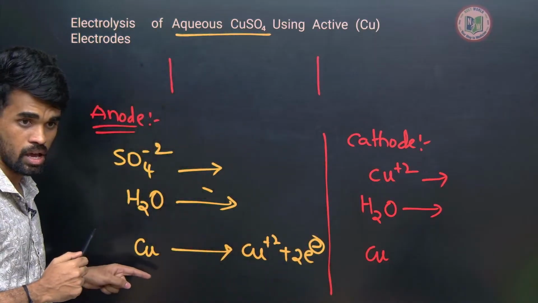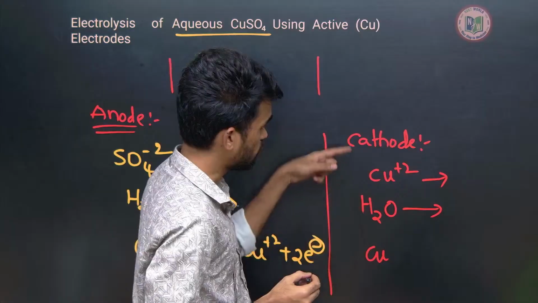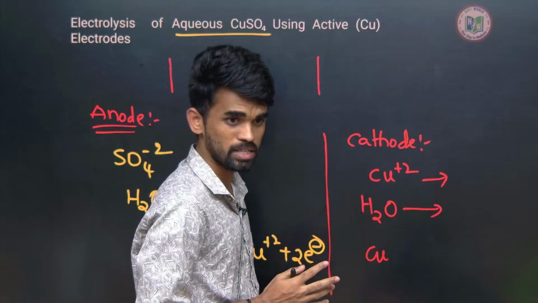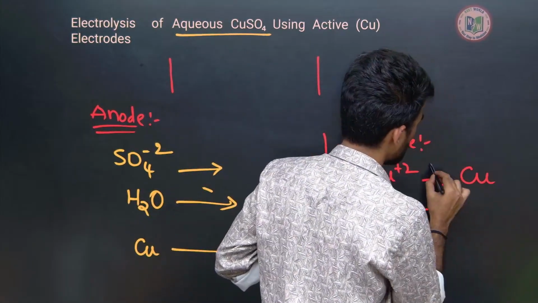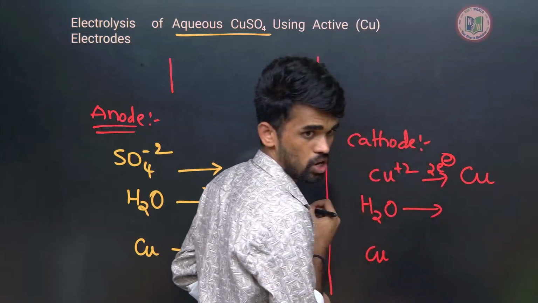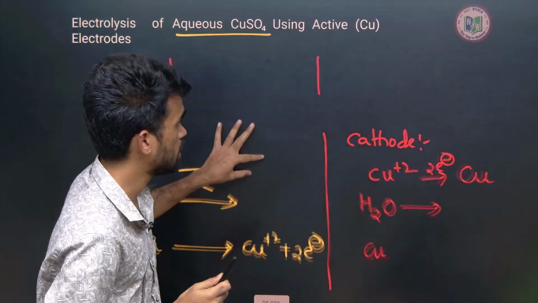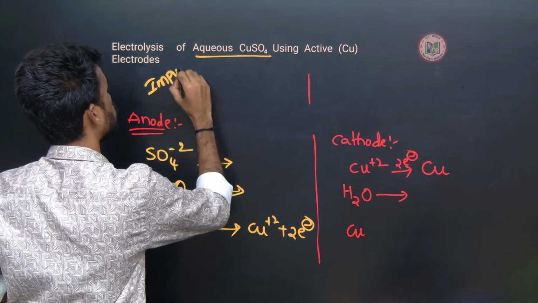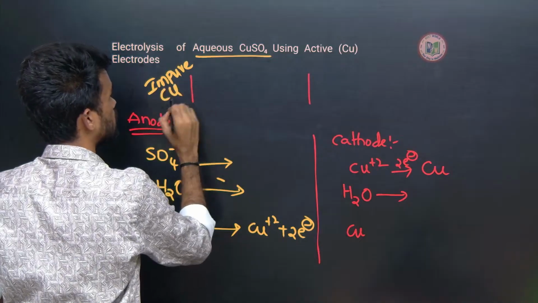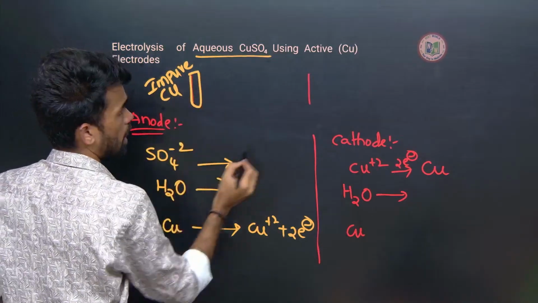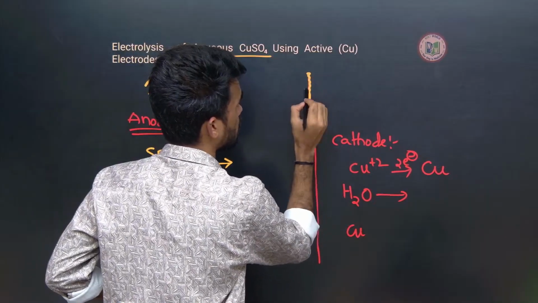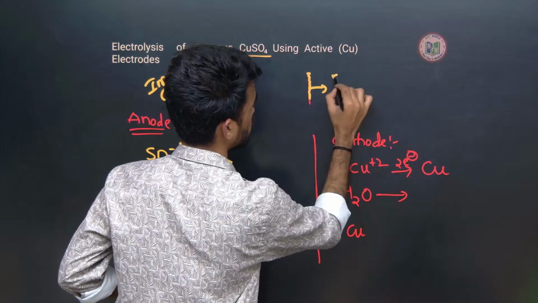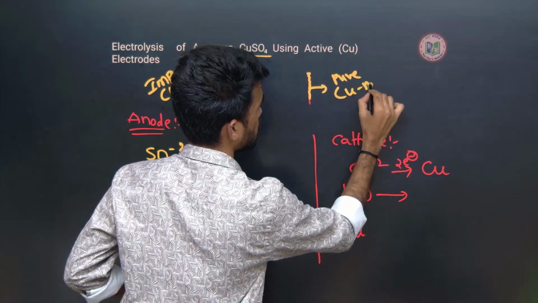At what? Anode. So at cathode, which element will deposit first? Which ion will undergo reduction first? Here also copper plus 2 should undergo reduction by taking 2 electrons and form this copper. So what you have seen here, see, I am using an impure copper at anode and pure small copper rod at cathode. This is the pure one, copper rod, okay, as electrodes.